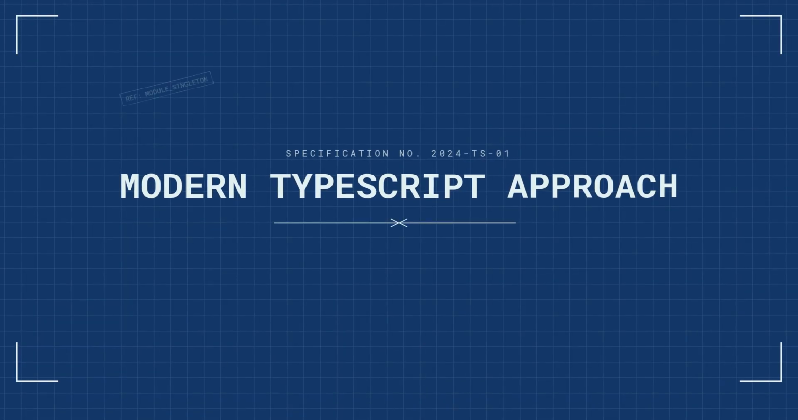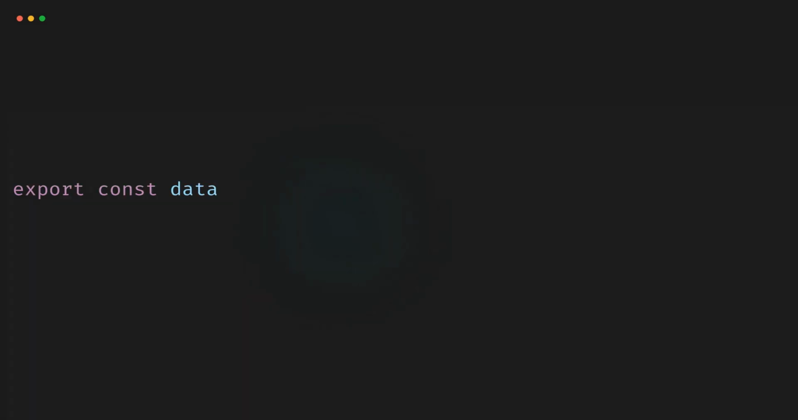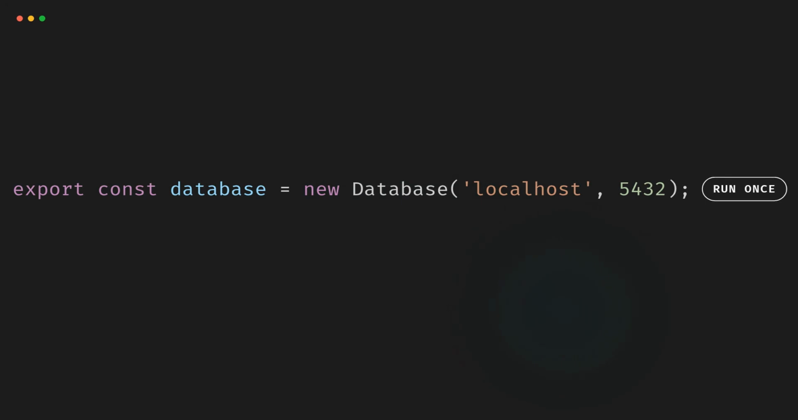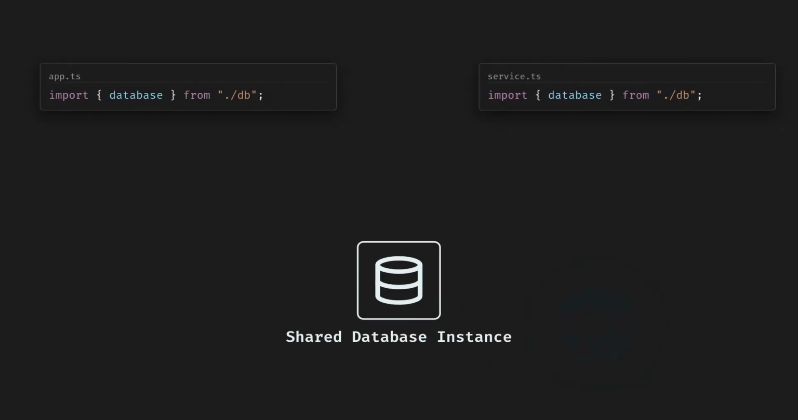In modern TypeScript, there's a cleaner approach. Modules are natural singletons. You can define a regular class without all the boilerplate, just a standard constructor and methods. Exporting a single instance from the module system itself ensures this code runs only once. In any other file, you just import that shared instance. It's cleaner, more idiomatic, and very effective.